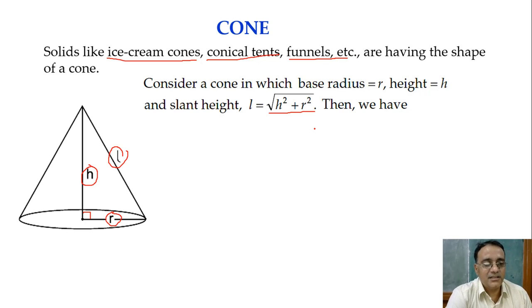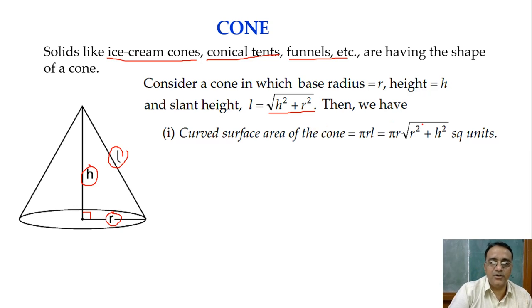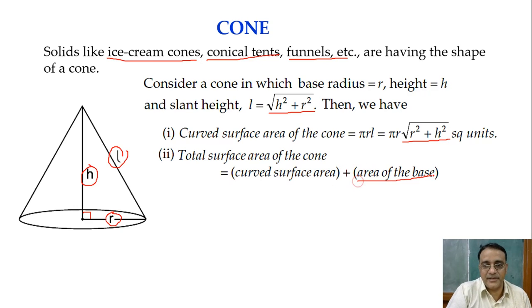Now what is the CSA of this cone? Pi R. Yes, pi R into L, and L is root over R square plus H square. Okay, unit is square unit. Now what is the total surface area of the cone? Pi R into L plus R. Okay, so how will you find the total surface area? Curved surface area plus area of base, and area of base is in the form of circle. So pi r L plus pi r square. Now we'll take pi r common. So we'll get pi r into L plus R square units.